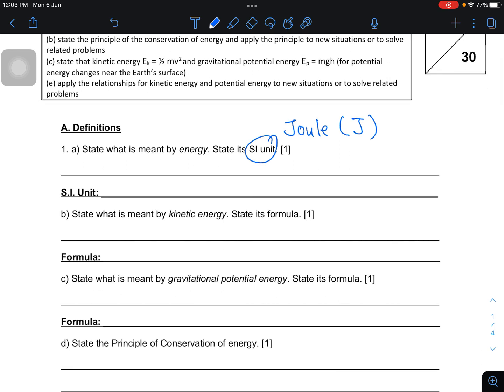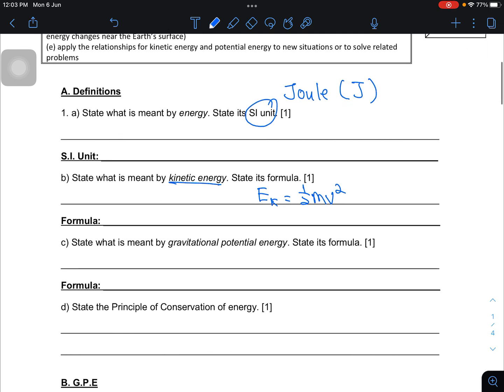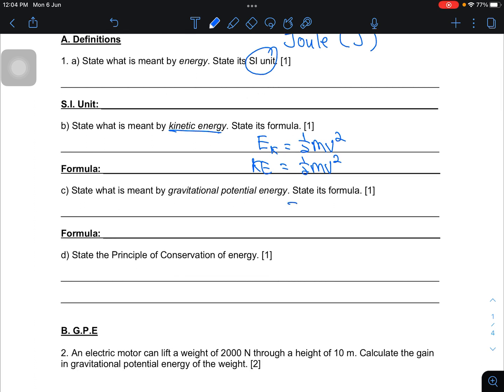State what is meant by kinetic energy. This one again can be found inside your notes. Formula: EK is equal to half mv square. I know sometimes it's common to see KE as well, literally getting the first letter of each word, but the proper symbol should be EK. Next, state what is meant by gravitational potential energy. Formula: EP equals mgh, or PE equals mgh.